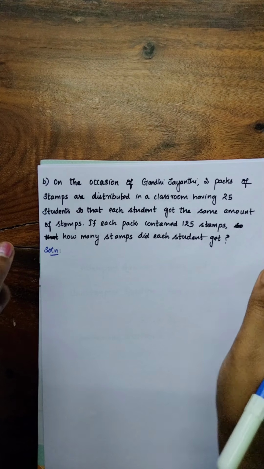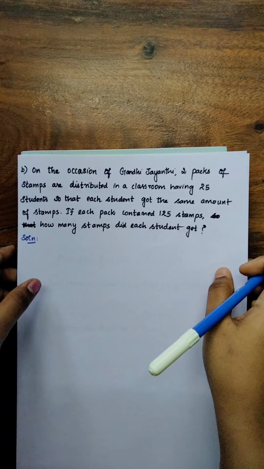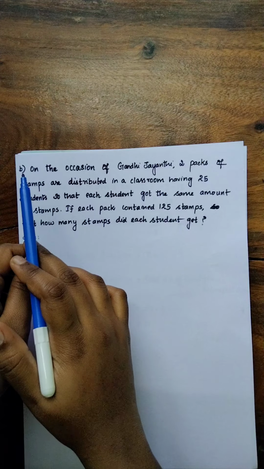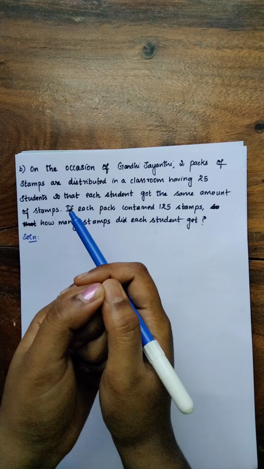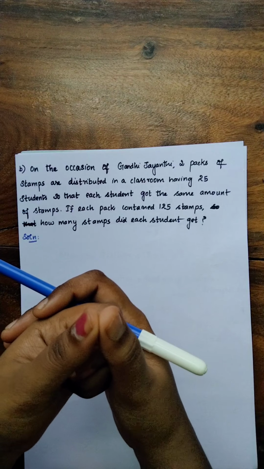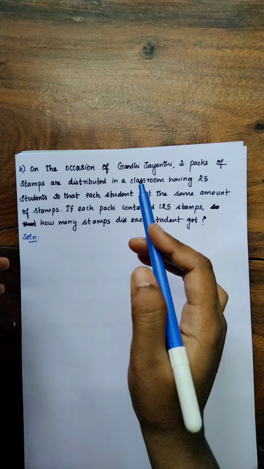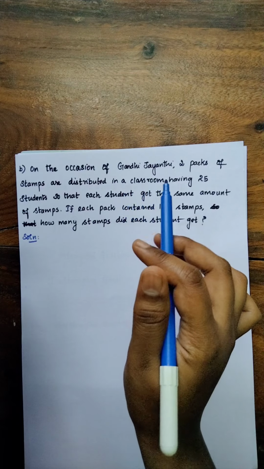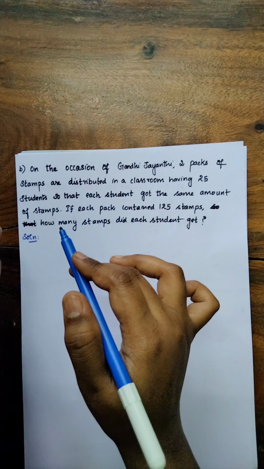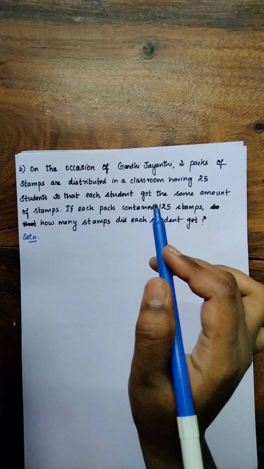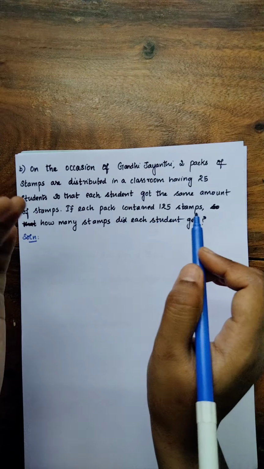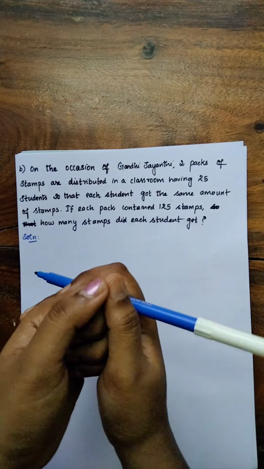Okay, students, our next question. It is also on the same page number 17, 1C, question number B. Our question is: on the occasion of Gandhi Jayanti, 2 packs of stamps are distributed in a classroom having 25 students so that each student got the same amount of stamps. If each pack contained 125 stamps, how many stamps did each student get? Okay, this is our question.